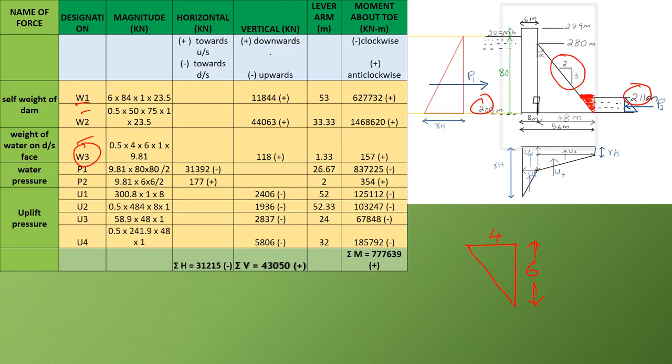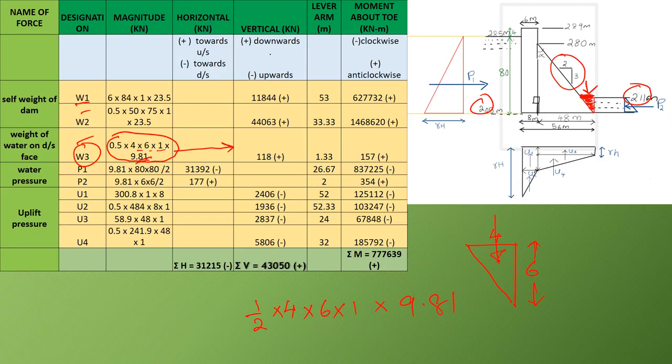Now the area of the triangle is half multiplied by 4 into 6 into unit length, that is 1, multiplied by the unit weight of water, that is 9.81. So this is half into 4 into 6, the base width and height of the triangle, into the unit length that we are considering, multiplied by the unit weight of water, and that will give you the force as 118 kilonewton, and that also acts in the downward direction through the centroid of this triangle.